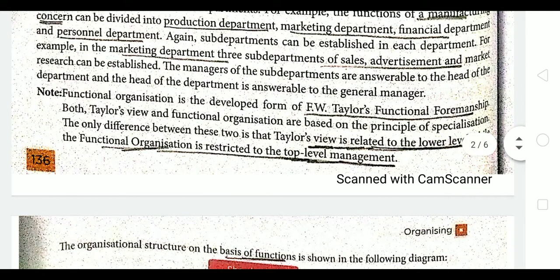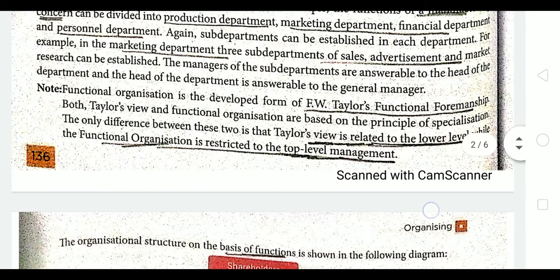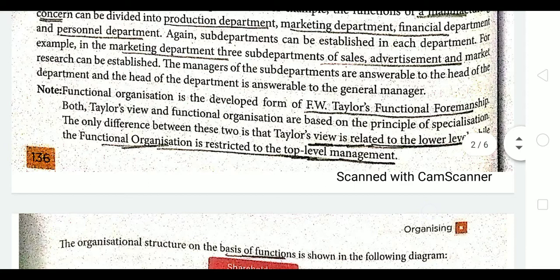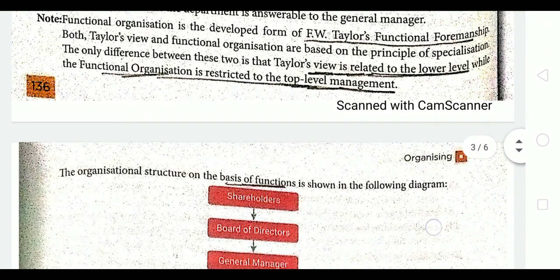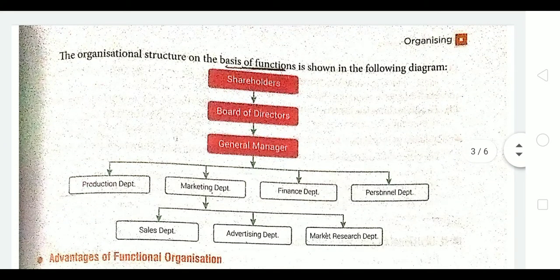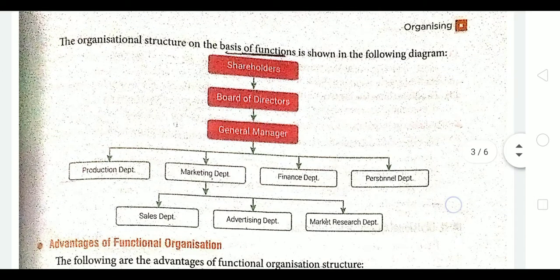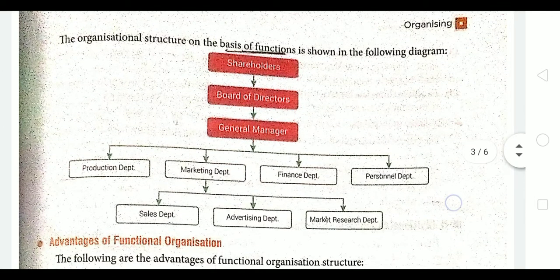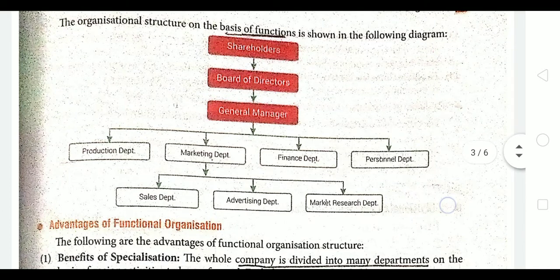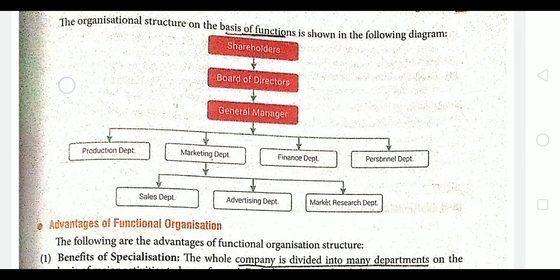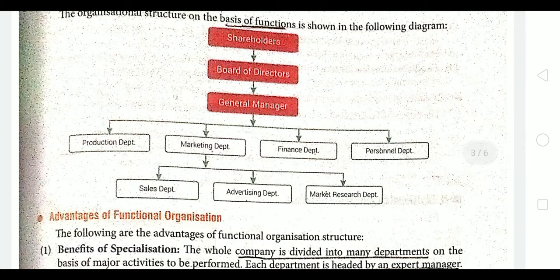The managers of the sub departments are answerable to the head of the department, and the head of the department is answerable to the general manager, right? So here we have the organization structure on the basis of functions. At the top we have the shareholders, the real owners of the business. Second, we have the board of directors that are elected by the shareholders, and then we have the general manager. This is the top level management.